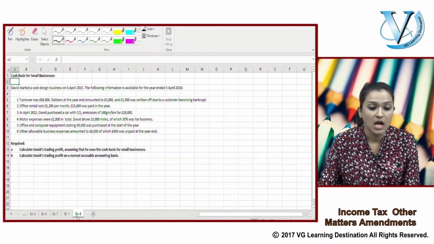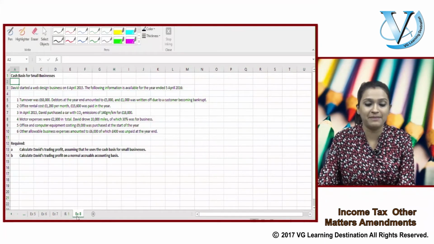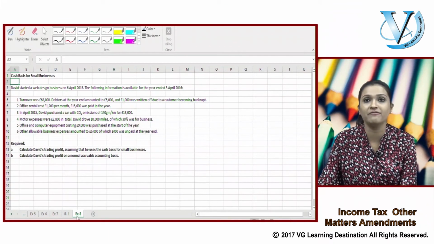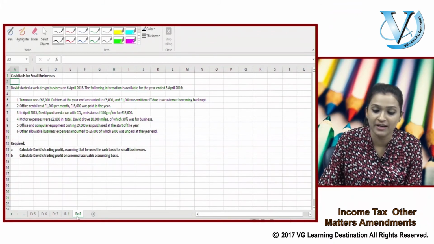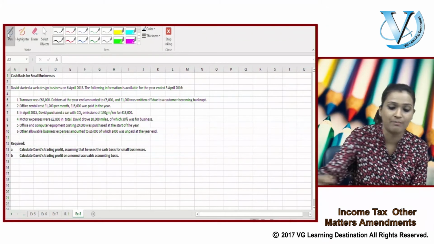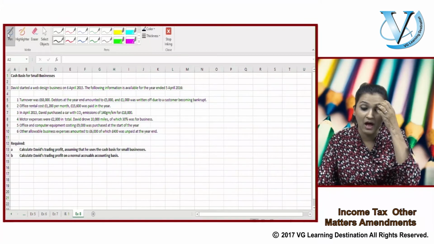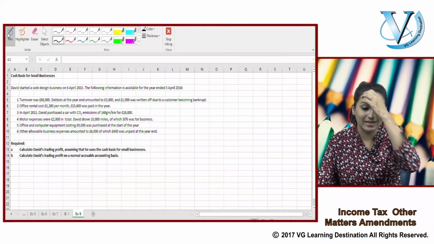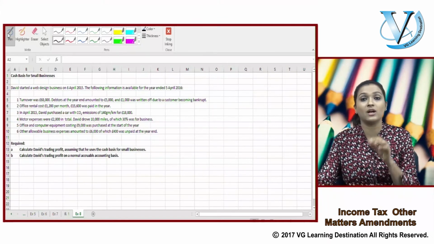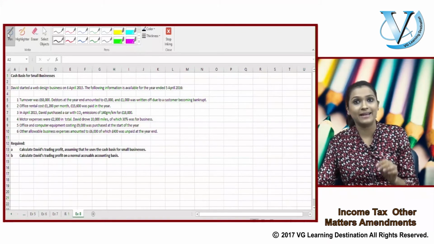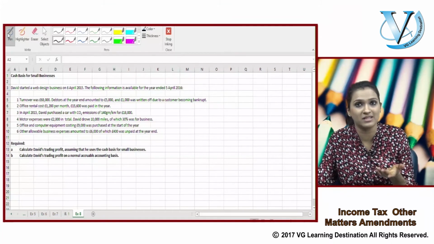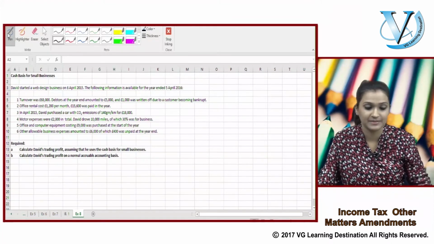Right. So David started a web design business on the 6th of April 2015. The following information is available for the year ended 5th of April 2016. Turnover was £68,000. Debtors at the end were 5,000 and 1,000 was written off during the year due to the customer becoming bankrupt. Now very simply we know that accruals basis recognizes debtors. However, on a cash basis there is no such thing as debtors. Why? Because they are not cash sales.